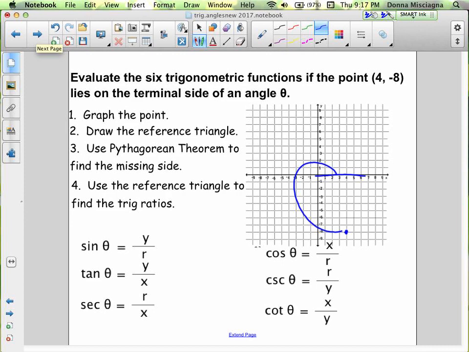Okay, that's our point. Our reference triangle goes, and I don't care if you draw that circle part. I do care that you draw from the origin to the point, and from the point back to the x-axis in our right triangle, our right angle there. That's just showing you that we're rotating an angle.